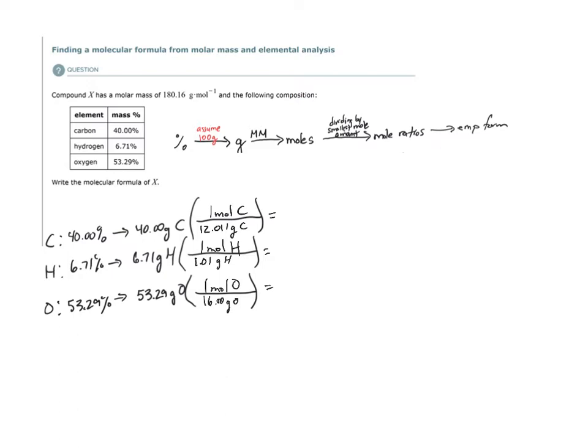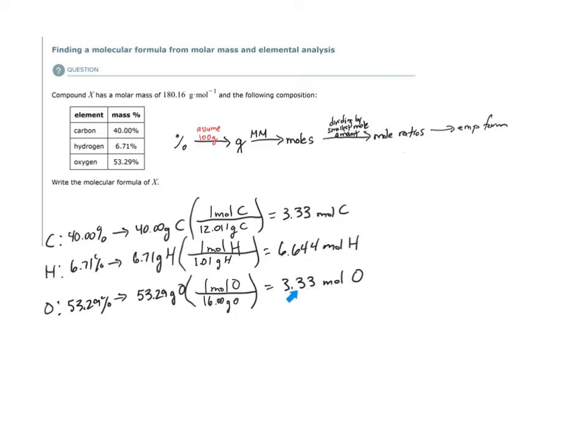40 divided by 12.011 gives me 3.33 moles of carbon. 6.71 divided by 1.01 gives me 6.644 moles of hydrogen. And 53.29 divided by 16 gives me 3.33 moles of oxygen. Now you notice I can't really find the smallest molar amount because 3.33 is equal to 3.33.